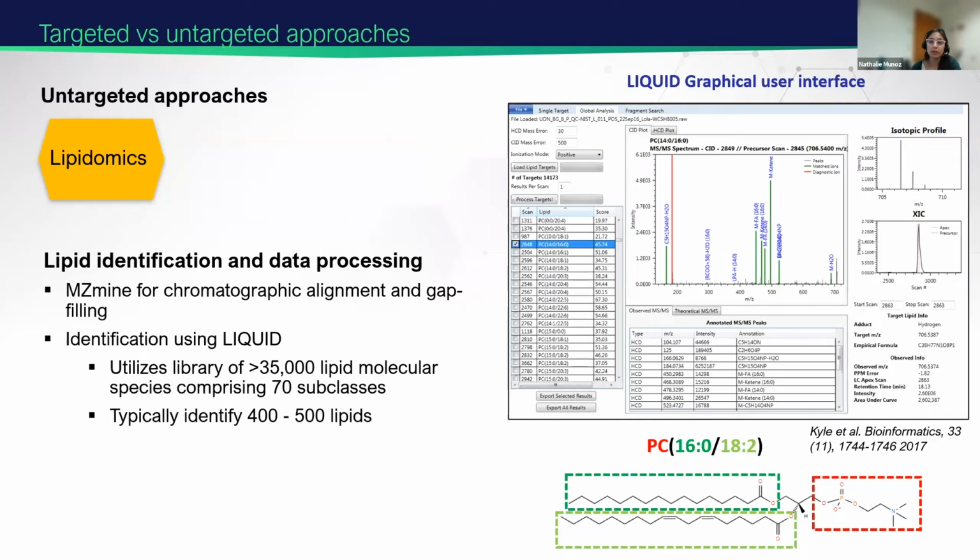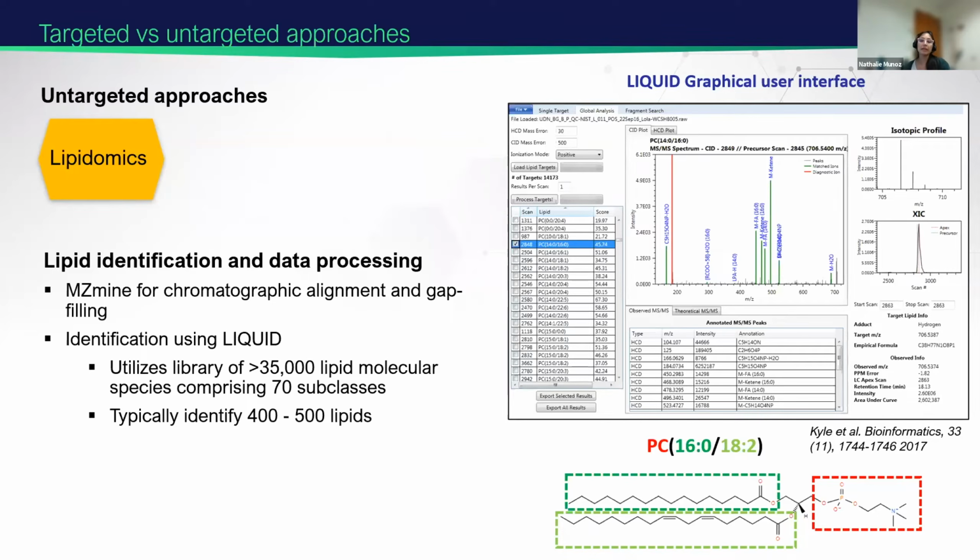We're currently using MZmine for chromatographic alignment and gap filling in this analysis pipeline. For identification, we're using LIQUID, and that's how the LIQUID graphical user interface looks. This program utilizes a library of more than 35,000 lipid molecular species that comprise 70 different subclasses.